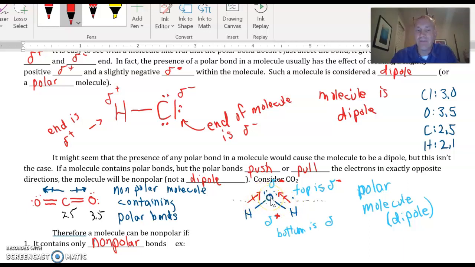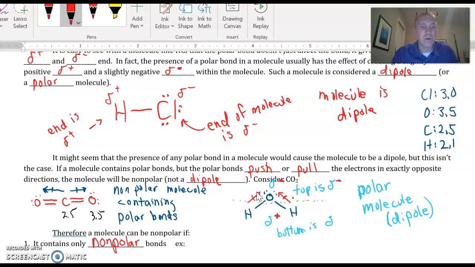All right. And if you were to do that, you would recognize that the top half of a water molecule has more electron density. Essentially, the electrons are going to spend a little bit more time on this top half than they would on this bottom half down here. So this part right here would be slightly delta negative, this would be slightly delta positive, and this would cause this molecule to be considered polar or a dipole.